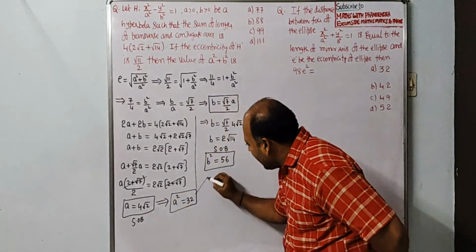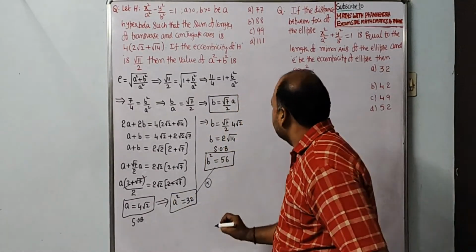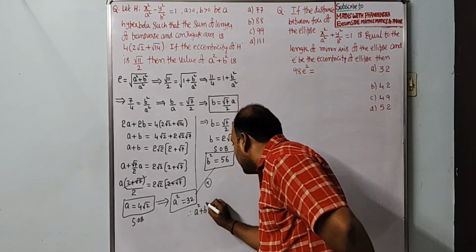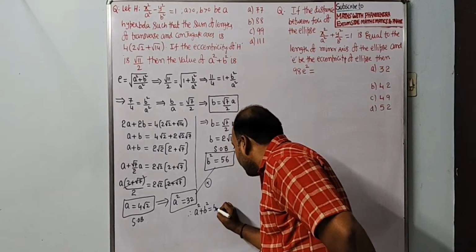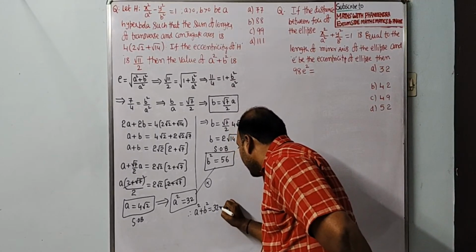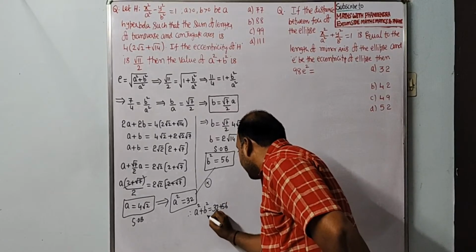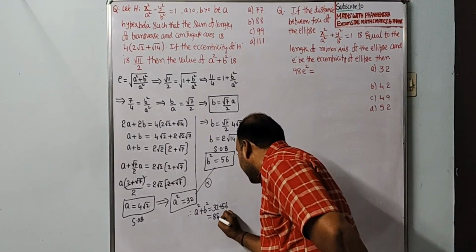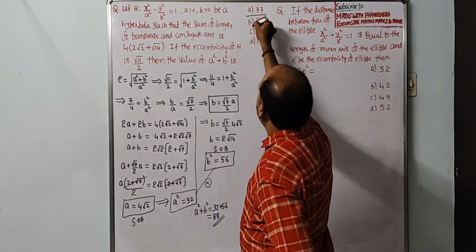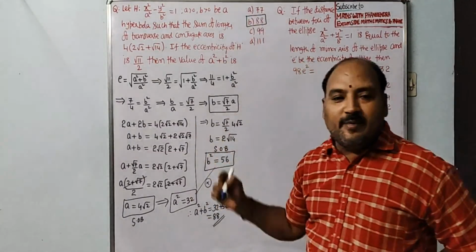So we are going to add these two. Therefore, a square plus b square is equal to 32 plus 56, that is equal to 88. 88 is there in the second option, dear students. I hope everyone understands.